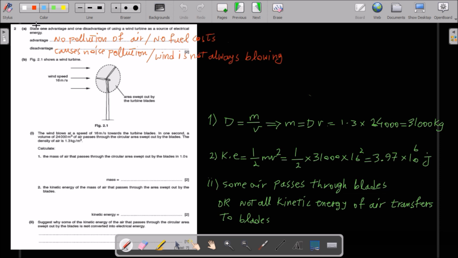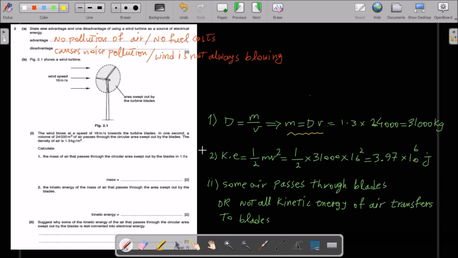In the second part, it is said to calculate the mass of air that passes through the circular area swept by the blades in 1 second. So we know that density is mass over volume. So what is mass? Density times volume. Mass is equal to density times volume. Density is 1.3 and volume is 24,000. So the answer will be 31,000 kg.